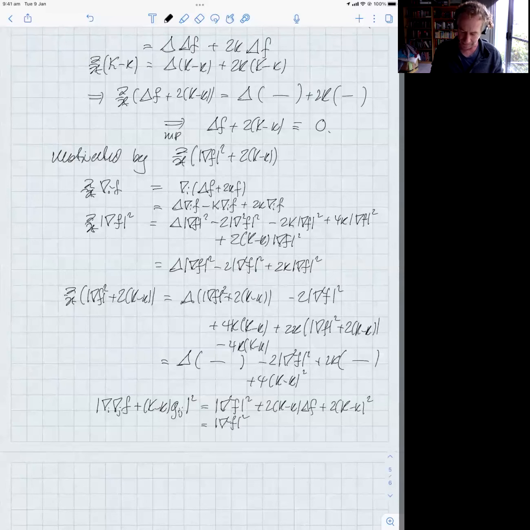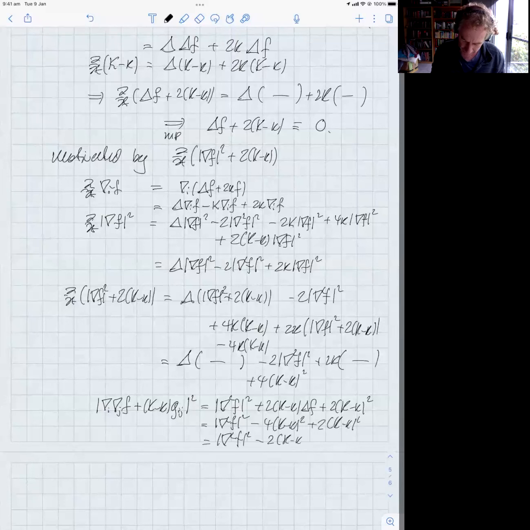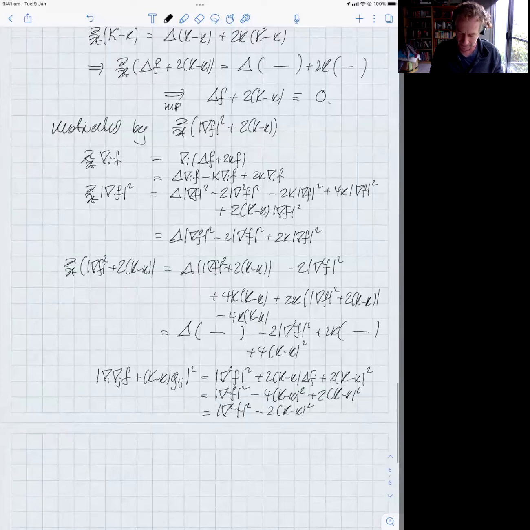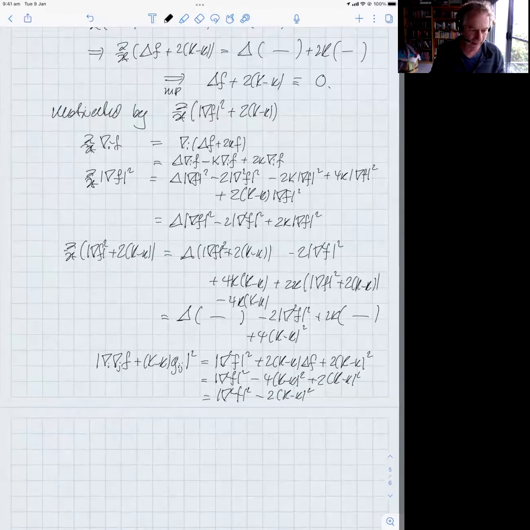Now, Laplace f is just minus 2(k minus kappa). So this is minus 4(k minus kappa) squared plus 2(k minus kappa) squared. Okay, so in other words, I get the Hessian squared term, and the extra term is a minus 2(k minus kappa) squared. Okay, so it's perfect. So in here, I've got a minus 2 Hessian squared and a plus 4(k minus kappa) squared. That's giving me exactly these terms on the right-hand side.